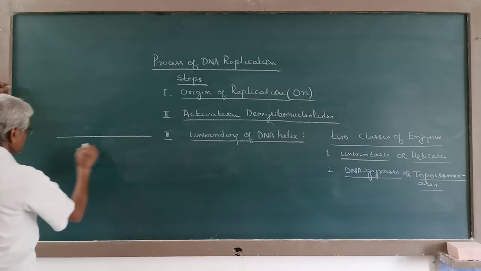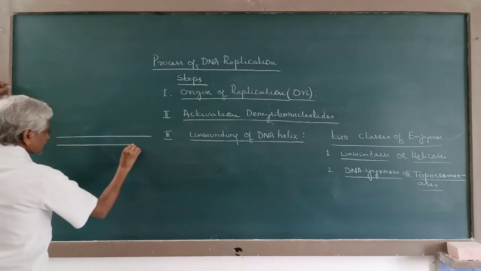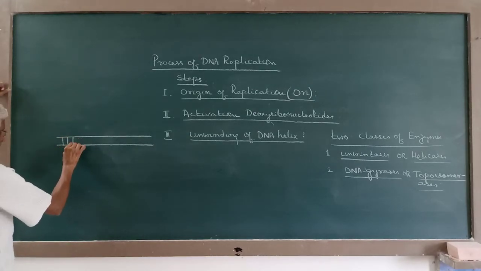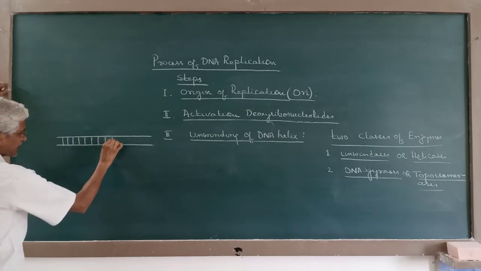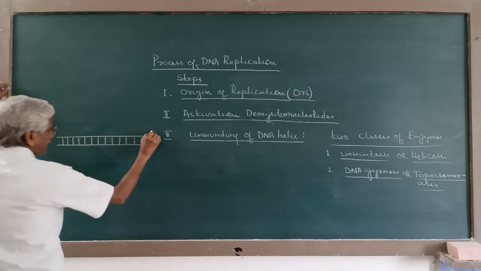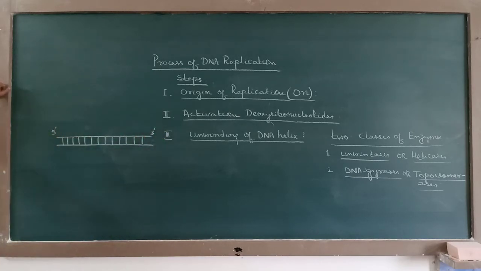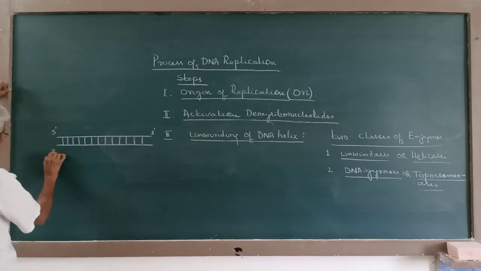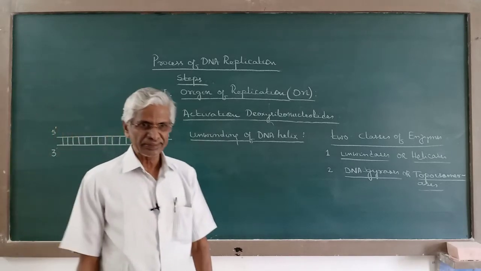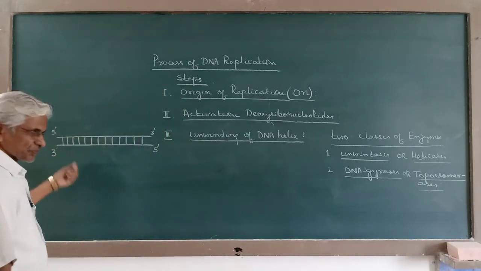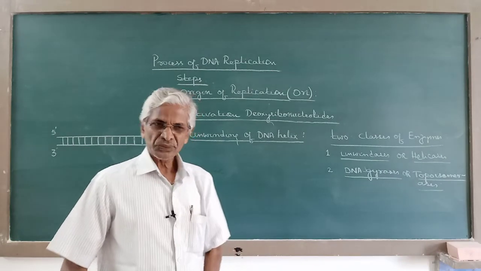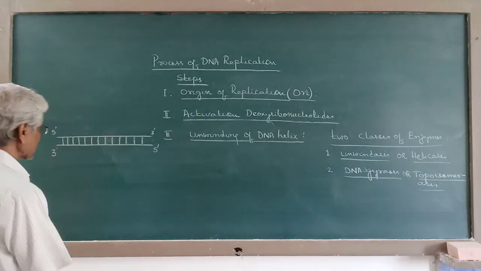Now this is the long DNA. This is a long DNA helix. Now this is one strand having a polarity of 5' to 3'. This is the other strand, a complementary strand which runs from 3' to 5'. So these are two strands which are spirally coiled and twisted.